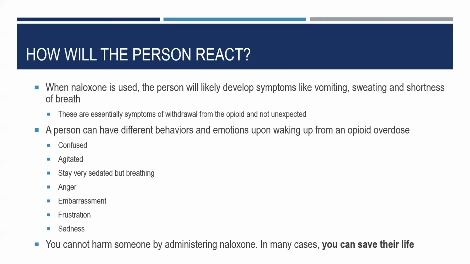How will the person react? Well, once naloxone is used, the person experiences withdrawal symptoms because it kicked all those opioids out of the receptors. So they experience things like vomiting, sweating, and shortness of breath. But they will also experience different behaviors like confusion, agitation, anger, embarrassment, frustration, sadness, or even just stay very sedated. You'll just have to be there for them. But just a reminder again, you really can't harm anyone by administering naloxone. In many cases, you save their life. So it's always worth giving to them, even if they react strongly to it.